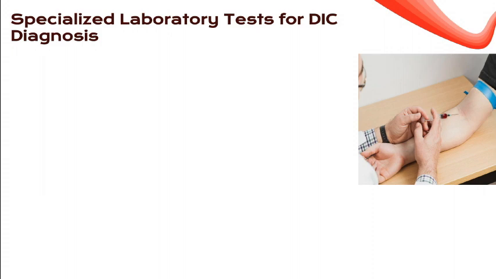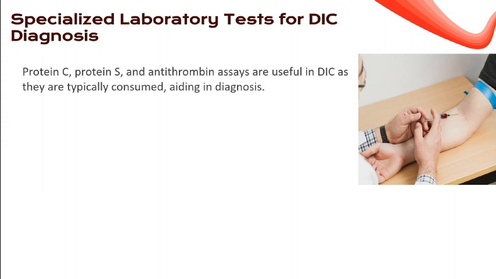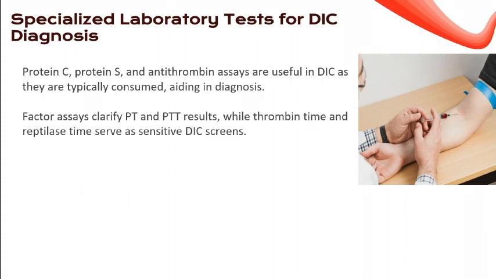When it comes to DIC diagnosis, we don't just stop at the basics. We bring in the heavy artillery, the specialized laboratory tests. Meet the superheroes of DIC diagnosis: protein C, protein S, and antithrombin. These assays are not just consumed in DIC, they're our allies in establishing therapy necessity and monitoring its effectiveness. Factor assays decode the PT and PTT results, while thrombin time and reptilase time play sensitive roles as DIC screens. It's like revealing the hidden layers of a mystery.